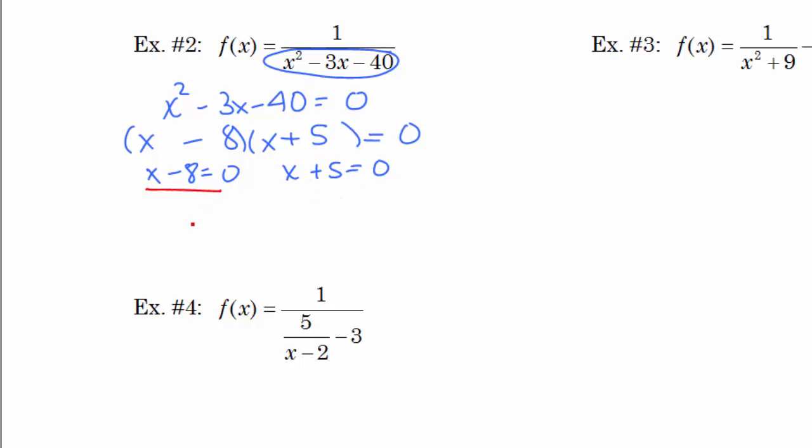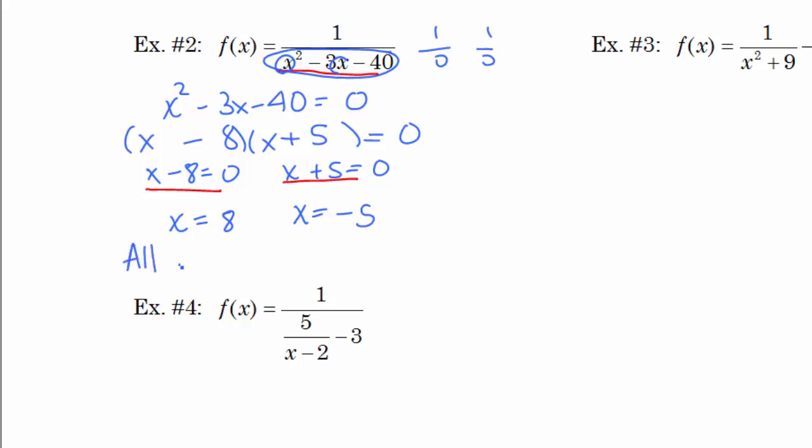If this equals 0, that means that the denominator would equal 0, and then it would be undefined. Same thing for that. So that gives us the values of 8 and negative 5. If you put in an 8 for x, you're going to get 1 over 0. If you put in negative 5 for x, you're going to get 1 over 0, and that is undefined. So our domain is all real numbers except 8 and negative 5.